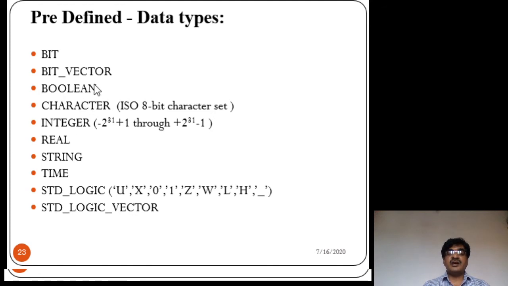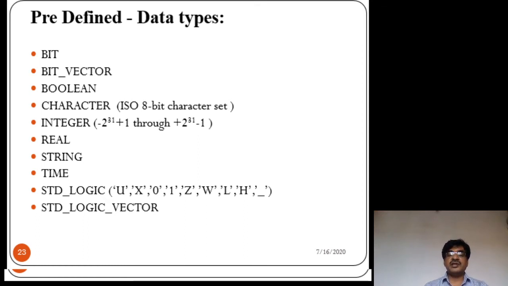Suppose the data type is boolean. Boolean consists of two values, true and false. So only that object can accept either true or false. Like that, the other predefined data types are these.